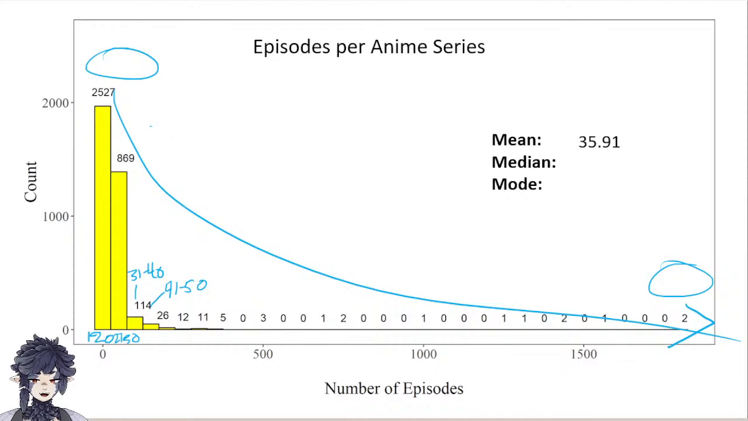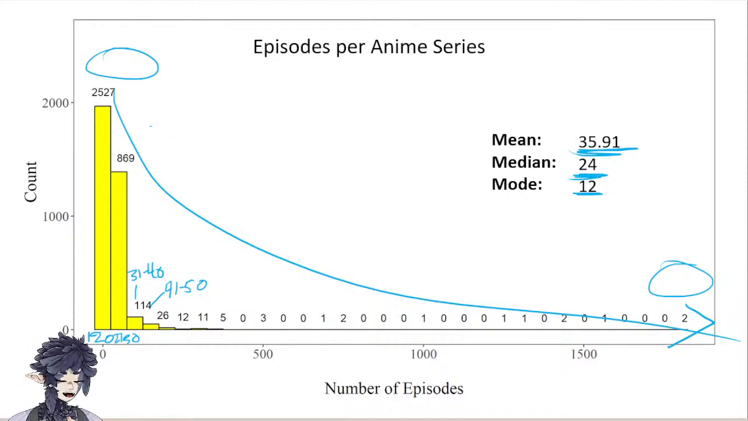The average length of an anime is 35.91 episodes, according to this data set. So based on the anime in this data set, the average is 35.91 episodes. The median is 24 episodes, so 2 cours. You know, like 2 anime seasons. There you go. And the mode is 12 episodes. That's a pretty big difference. That is a huge difference between the mean, the median, and the mode.